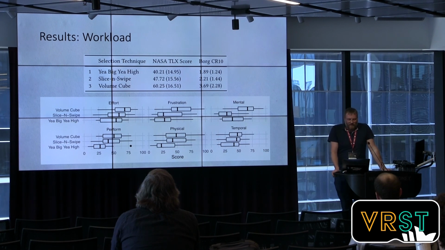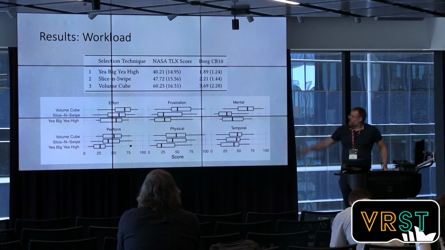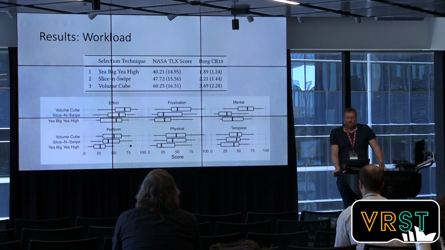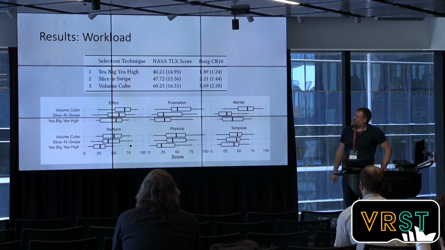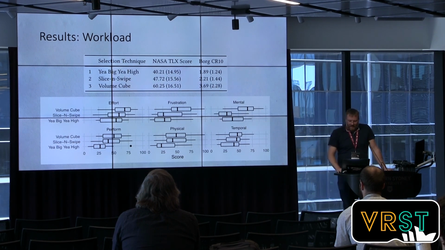In terms of workload, the top table is showing the weighted NASA TLX scores. And again, Yea Big Yea High had basically the lowest workload, followed by slice and swipe and volume cube. These box plots here are showing the raw subscores, and we found that participants rated both slice and swipe and Yea Big Yea High much lower on the mental and frustration scales. There weren't clear differences, however, in the temporal scale, which is a little bit interesting, even though there were some differences in time.